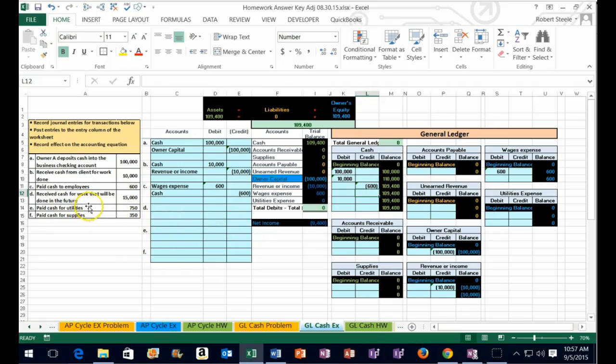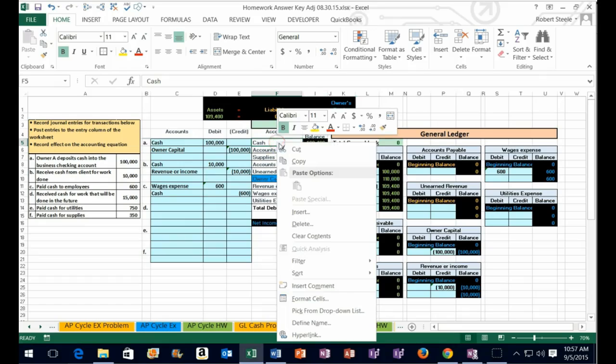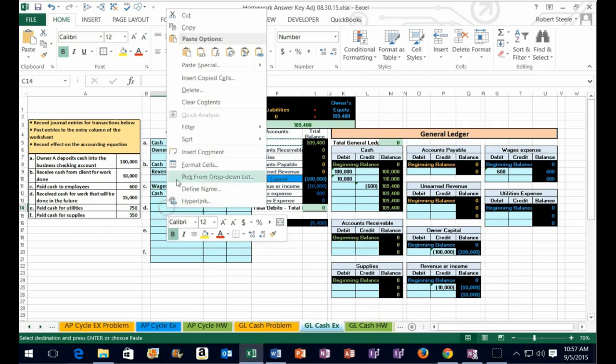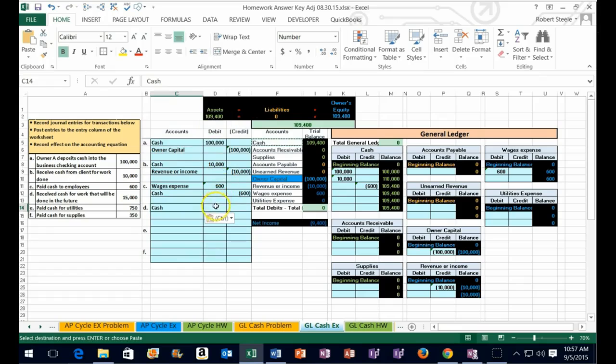Receive cash for work will be done in the future. So now we got cash. Once again, is cash affected? Yeah, we received cash. Cash is debit balance. We're going to make it go up by doing the same thing to it. In this case would be another debit. So I'm going to right click on that. I'm going to copy that. I'm going to put our cursor right here in C14, right click, paste it 1, 2, 3. Then we're going to type that amount.